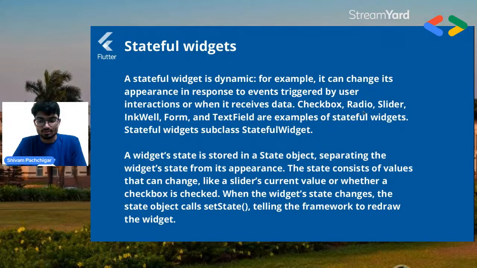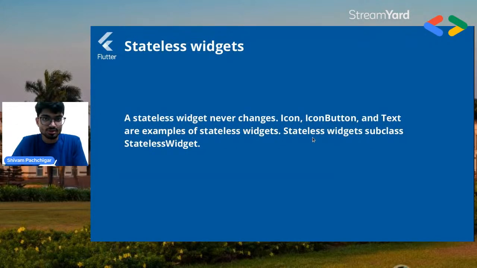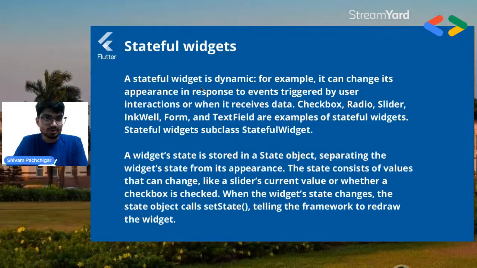You can see the examples of stateless widgets, which are icon, button, text. They don't change unless the widget redraws itself. And on the side of stateful widgets, we have widgets like checkbox, radio, slider, inkwell, form, and text field. So the inkwell widget will be something new to you, but you must have seen the checkbox, radio, and slider widgets, right? So that's all about stateless and stateful widgets.